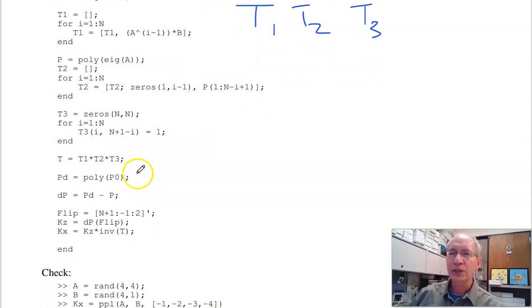The way Bass-Gura works is in controller canonical form, the feedback gain is just the difference in the characteristic polynomials. So that's the feedback gain in controller canonical form. The feedback gains in your state variable form is the similarity transform: Kz times the inverse of T.